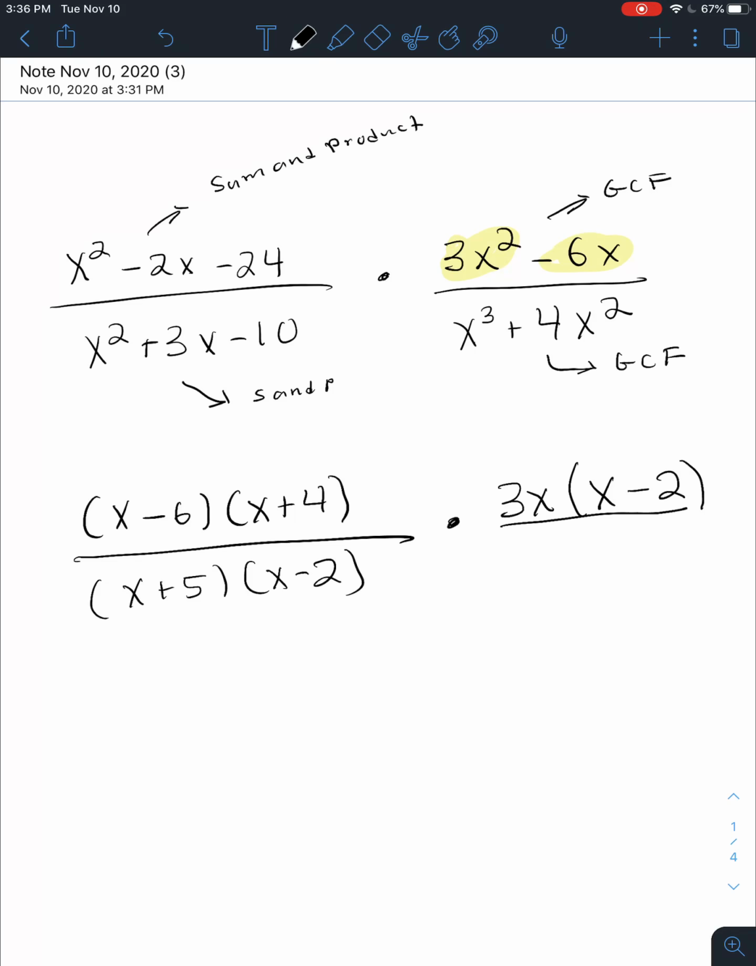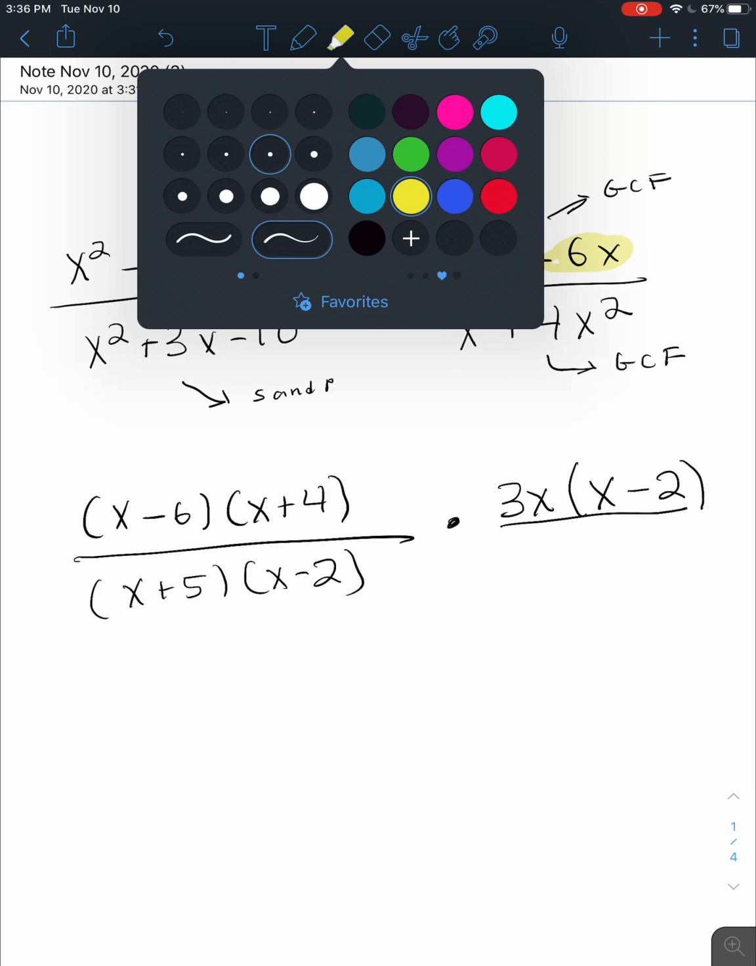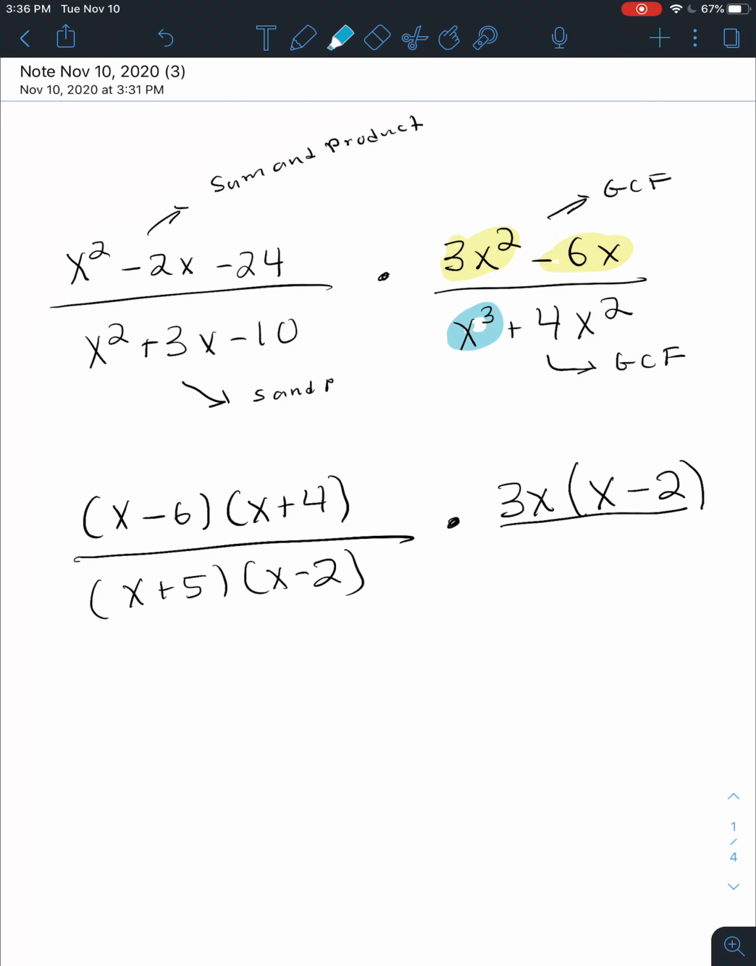On the bottom, I now have x cubed and 4x squared. So I'm going to factor out an x squared. Then x squared times x gives me x cubed, and x squared times 4 gives me 4x squared.